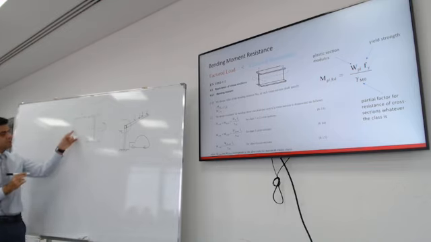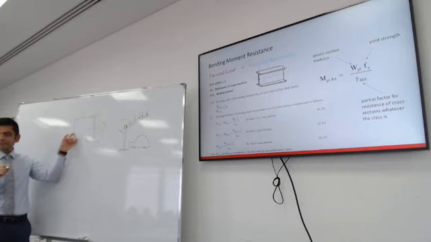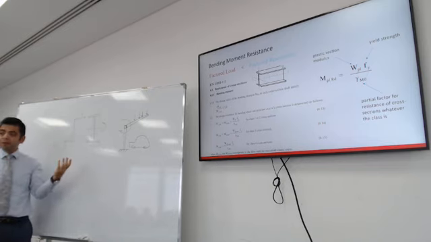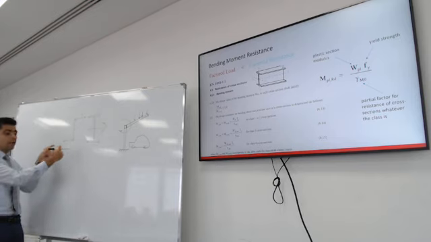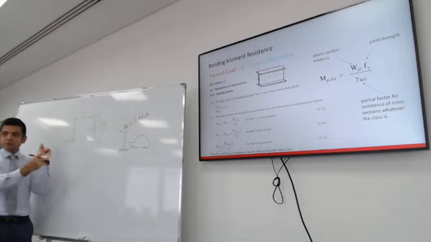So how much is the stress in the neutral axis? 0. There is no stress. Where is the maximum stress? At the very top and the very bottom. At the very top, there is compression stress. At the very bottom, there is a tensile stress.